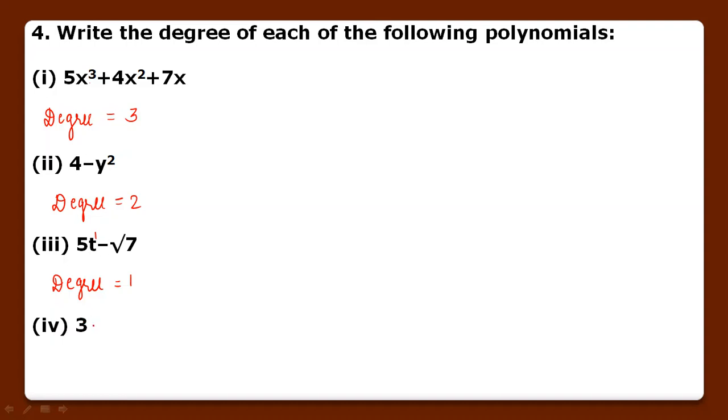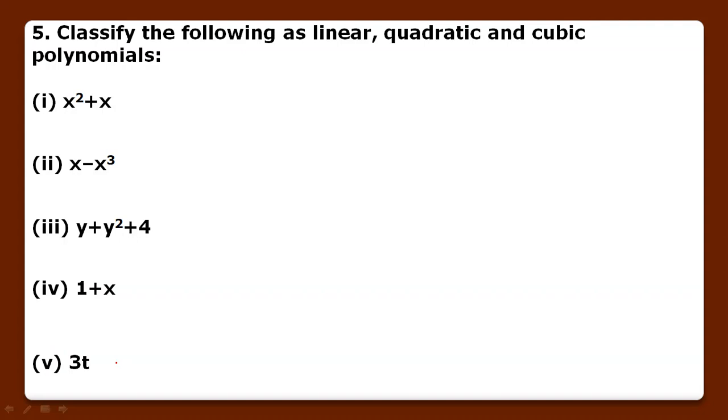Here no variable is there. We'll assume a variable with its power to be 0. So what will be the degree of the entire constant polynomial? The degree is 0. Then we have to classify the following as linear, quadratic and cubic polynomials. We know what is a linear polynomial. The degree must be 1. The polynomial whose degree is 1 is a linear polynomial. The polynomial whose degree is 2 is quadratic and the polynomial whose degree is 3 is a cubic one.